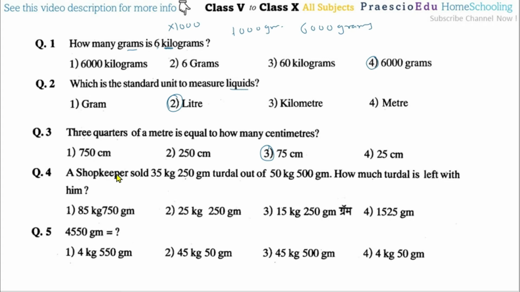Now question number 4: a shopkeeper sold 35 kilogram 250 gram of tur dal out of 50 kilogram 500 gram. How much tur dal is left with him? This is the total, and whatever he has sold, we have to deduct that from this total. Then the balance will be left with him.